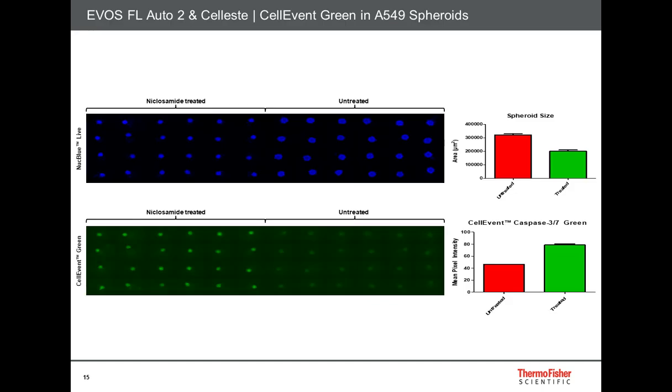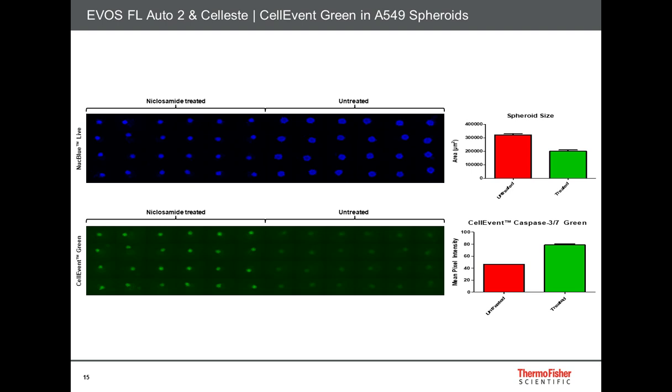And so in this case, we see a 96 well plate full of, in this case, A549 lung cancer spheroids, where we can image every single one of those and not only have the qualitative information of the image, but we can extract quantitative information.